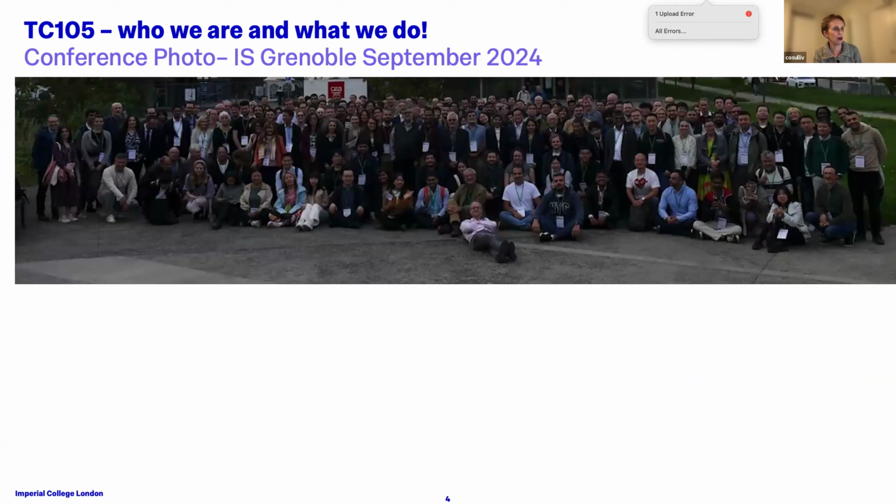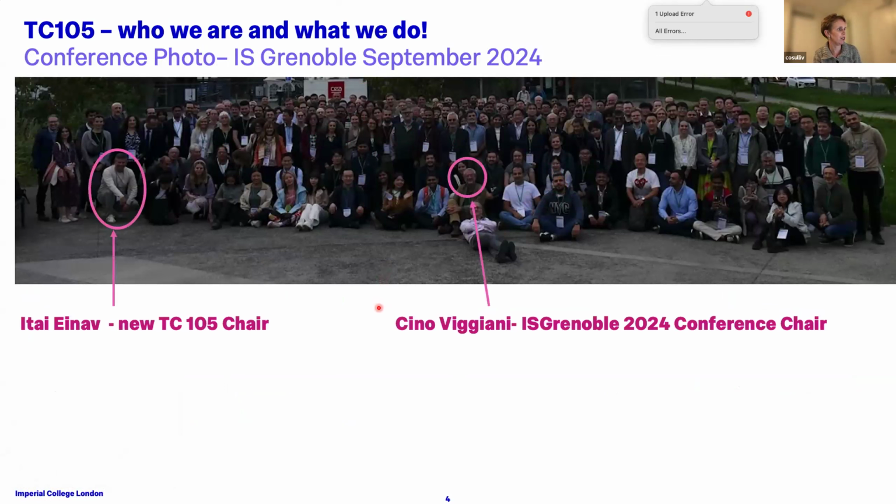And that recent conference gives me the opportunity just to show you who we are. So this is a photograph of, I think I need to activate my laser pointer. This is a photograph of everyone who was at Grenoble in September when we had our last TC105 conference. And two very important people in this photo are Itai Einav, who has just started as chair of TC105, and Cino Viggiani, who's really been a trooper in terms of being a core member of TC105 for many years. And he led what was an amazing conference supported by a fantastic team of people in Grenoble.